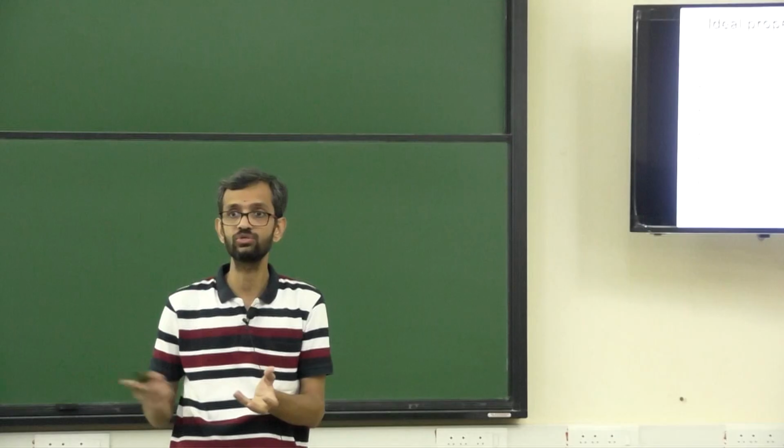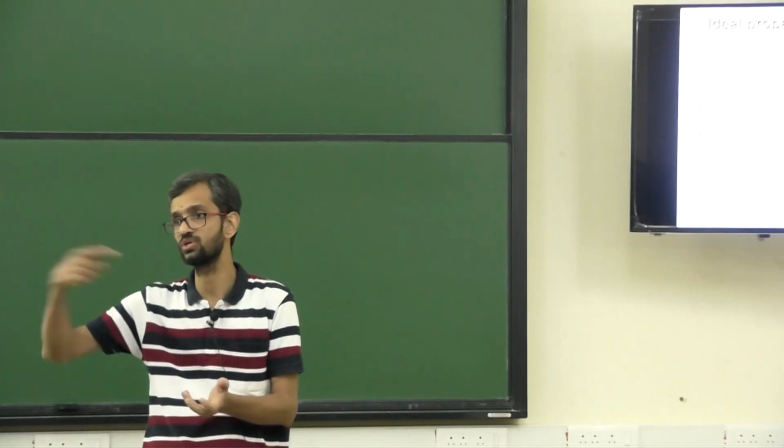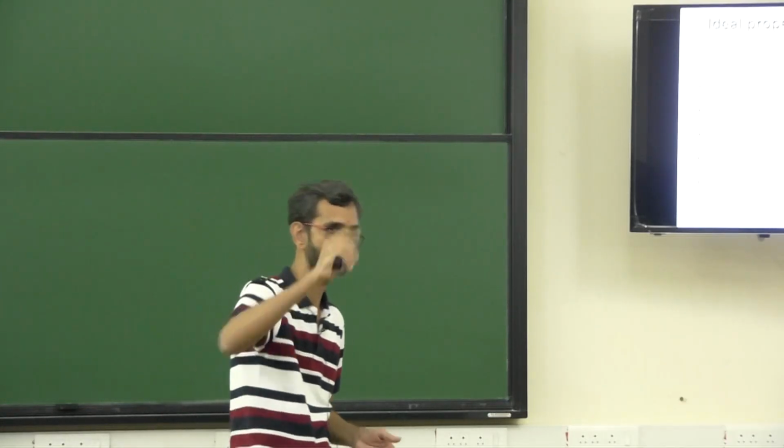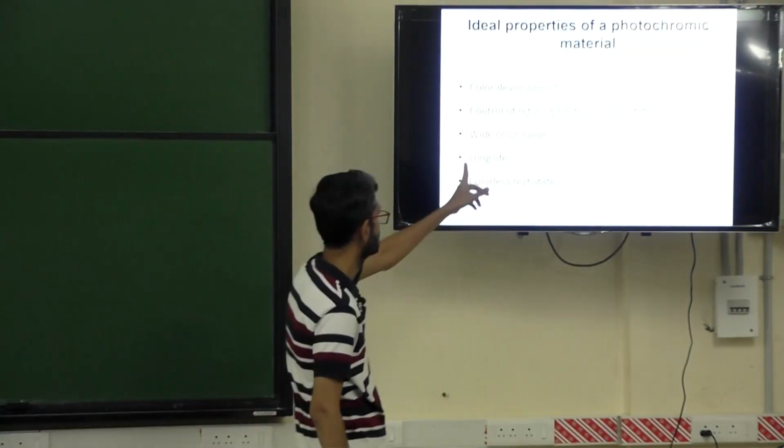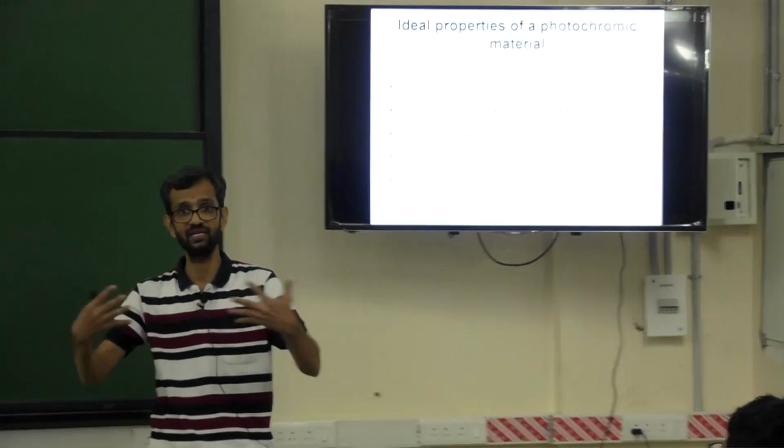Control of color back to colorless state. When we say from color to colorless, I mean 100%, like he mentioned. It has to be completely fading away. It has to come back to colorless state. Sometimes it's good if you have a wide color range.